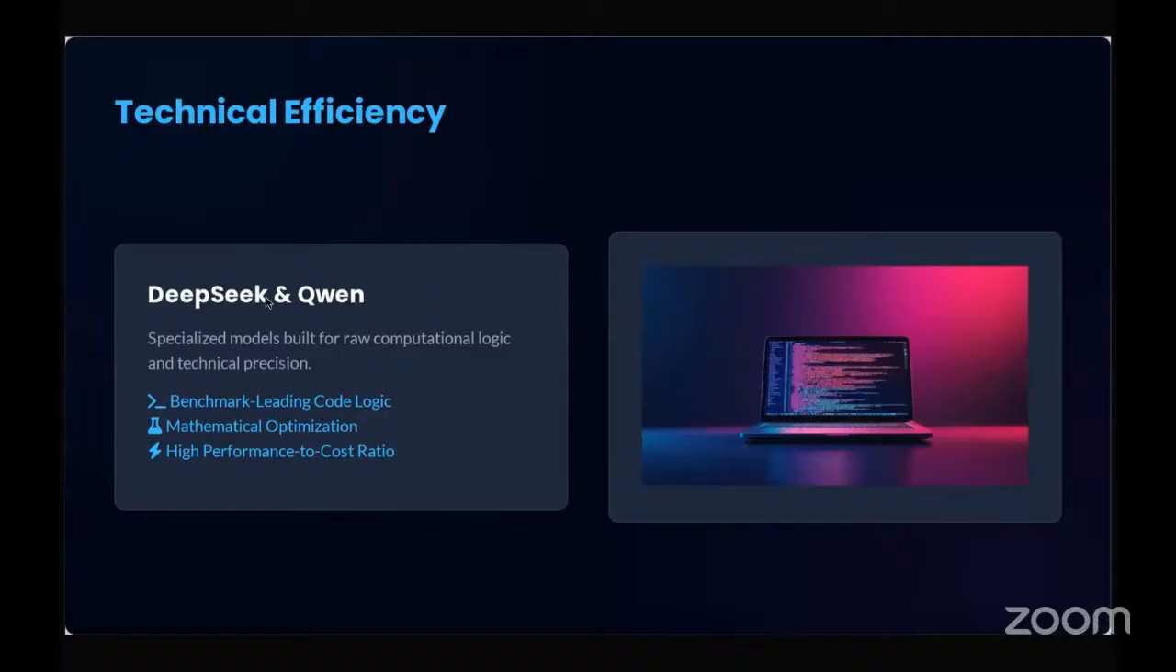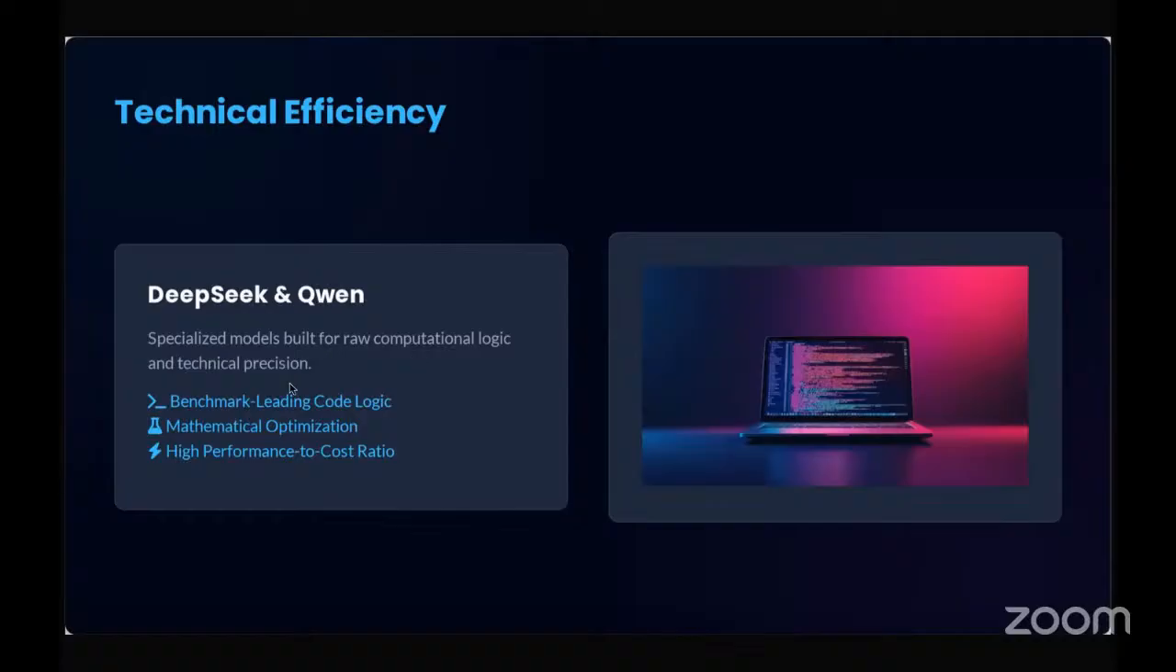So for any technical efficiency, we're going to be using Deepseek or Qwen. They're specialized models built for raw computational logic and technical precision. These are kind of like the math nerds. So they're a beast for coding. So if you're a developer and you're still using basic ChatGPT for example, for heavy Python work, you're going to have so much trouble with that. So these are the models that are leaner, faster, and honestly smarter at these kinds of things.